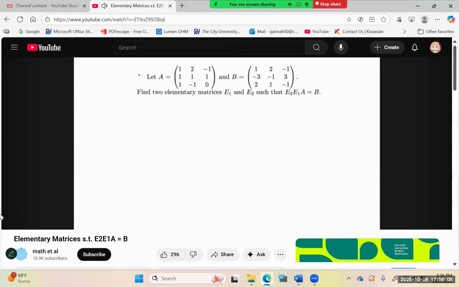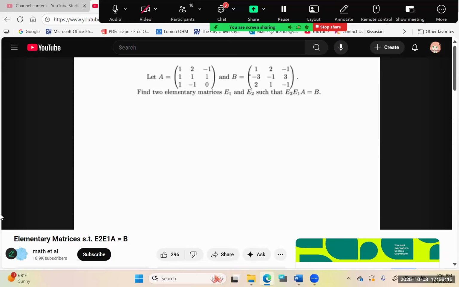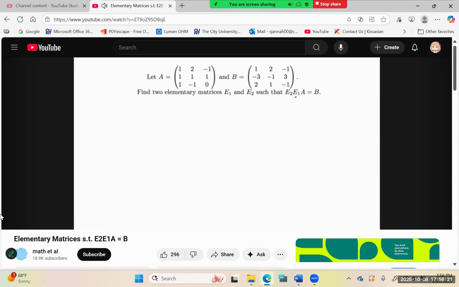Hey guys, in this video I'm going to do this linear algebra problem. It says let A be this 3x3 matrix and B be another 3x3 matrix. Find two elementary matrices E1 and E2 such that E2 times E1 times A equals the matrix B. So basically this is just a problem testing if you know what elementary matrices are and how to find them. So let's go over that in this video.